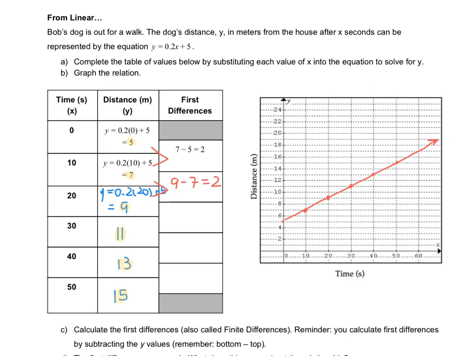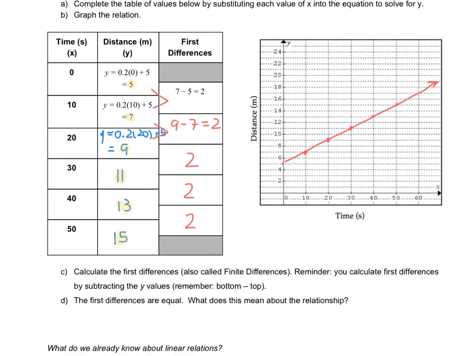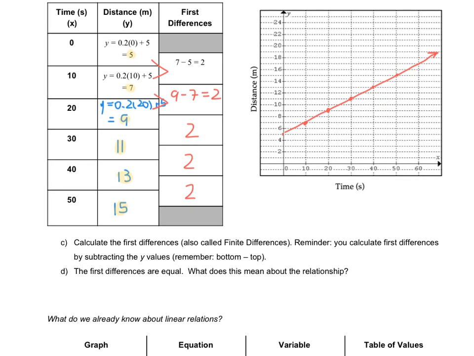Okay, so 11 minus 9 is 2, 13 minus 11 is 2, and 15 minus 13 is 2 as well. So now we should notice that all of our first differences are the exact same. And that is what I mentioned right here. Now, what does that mean in terms of our relationship? It means that the relationship is linear.